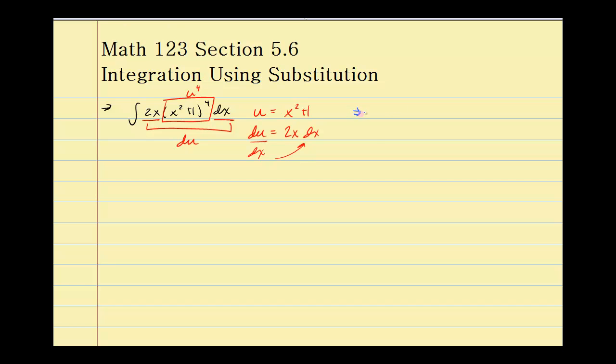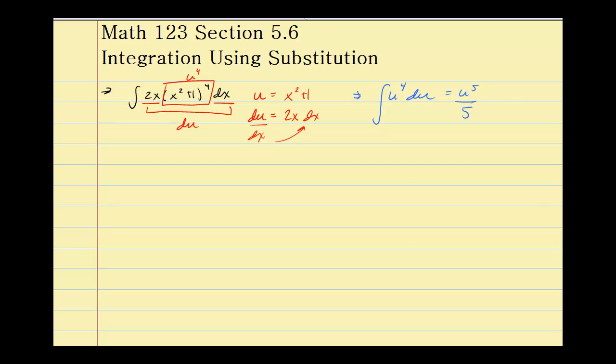So when we rewrite this, u to the 4th, because u is x squared plus 1 to the 4th, and then 2x dx is my du. So this is rewritten as the integral of u to the 4th du, which is really easy to integrate. This is our good old power rule, add 1, divide by the sum. So this integrates into u to the 5th over 5. But I'm not done yet.